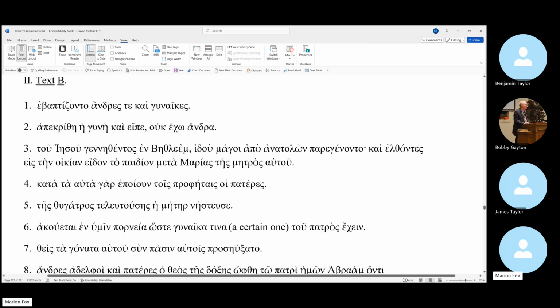Kata could be against. Your fathers were doing the same works to the prophets. That could be good or bad, depending on what context, what they're doing. Does that make sense? Yes, it does.